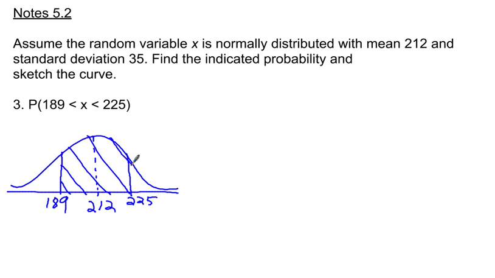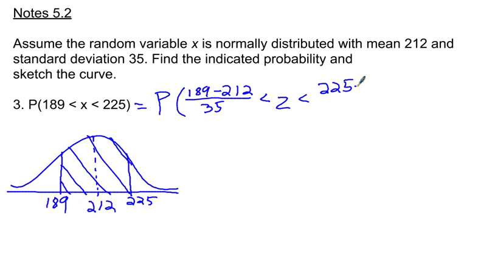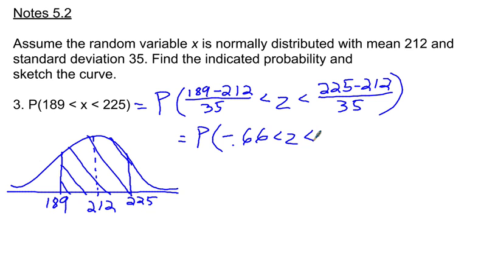So now I have to do two z-score calculations within this notation. I have the probability, convert the first data value using my z-score, data value minus the mean divided by the standard deviation. I use z instead of x, and then my second data value, 225 minus 212 divided by 35. And doing the calculations for both of those, we are now looking between negative 0.66 and 0.37. So those are our z-scores.